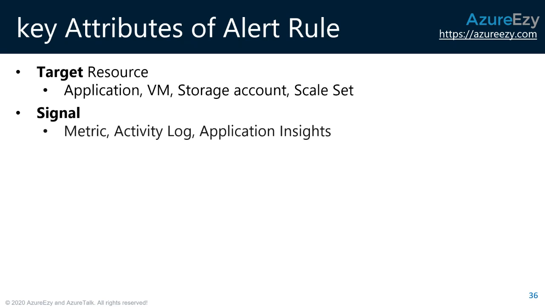And then you have to specify the signal. The signal means what? Here you specify whether to use a metric or the activity log or application insight. Okay, what will be the signal? Then you specify the criteria. Criteria is what criteria it will have. Like memory is greater than this, CPU is greater than this, is it responding or not responding? So any criteria you have to specify there.